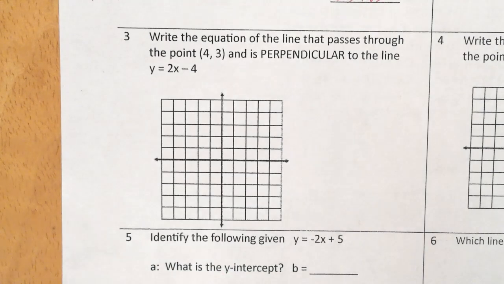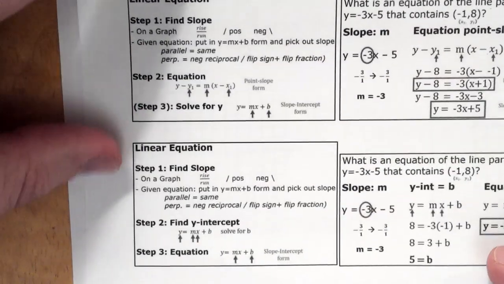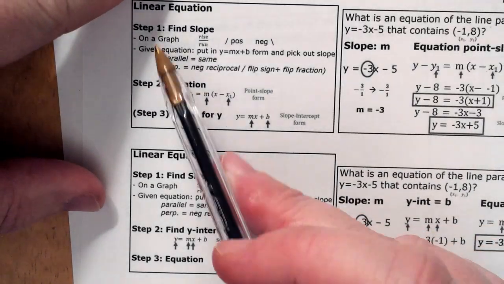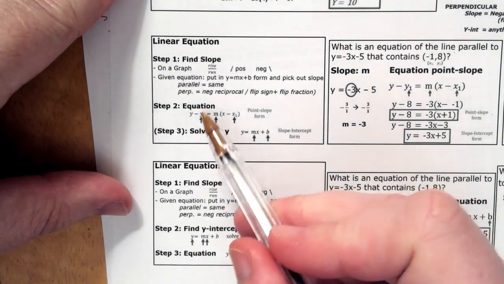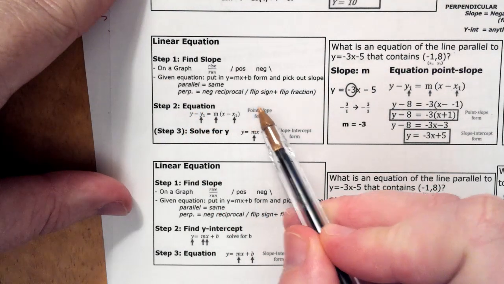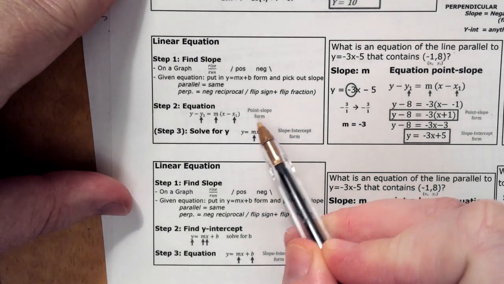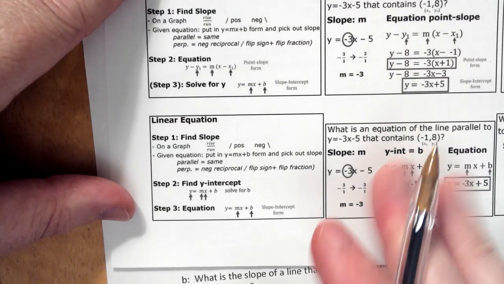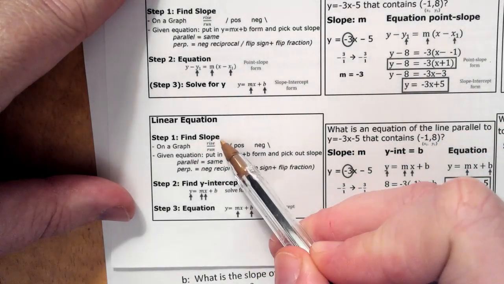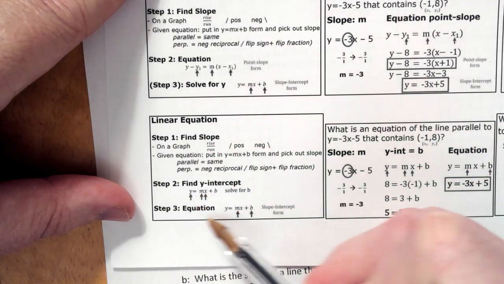All right, let's go to number 3. Love these right here. We're talking about parallel and perpendicular. Remember, there are 2 different ways to do this. One way is you find the slope, which both of these do. Step number 2 is plug it into the point slope form, which is right here, and then solve. Or you do these steps: find the slope, find the y-intercept, plug it into this equation.